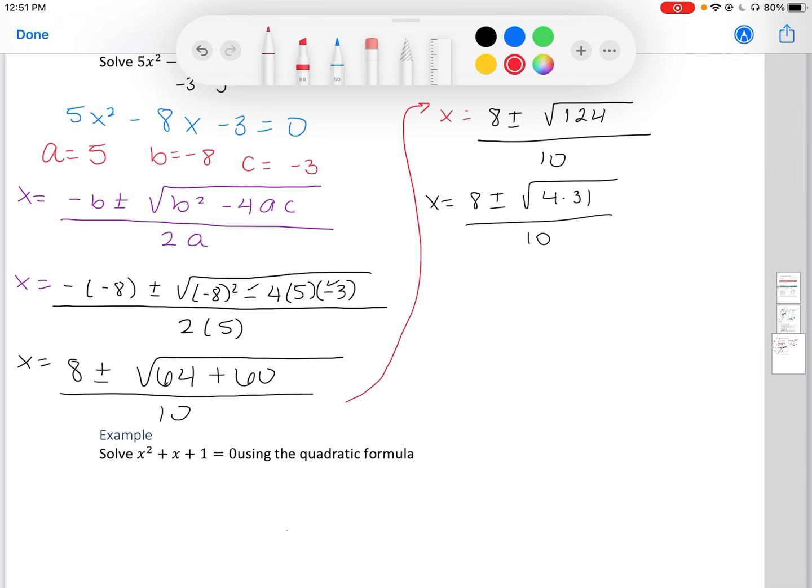So I'm going to write this on the side. I can take the square root of each one separately. The square root of 4 is 2. So I'm left with 2 square root of 31. x is equal to 8 plus or minus 2 square root of 31. Let's divide by 10. Now the 10 is dividing both of my numerators.